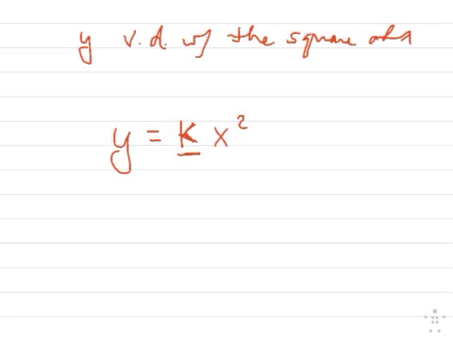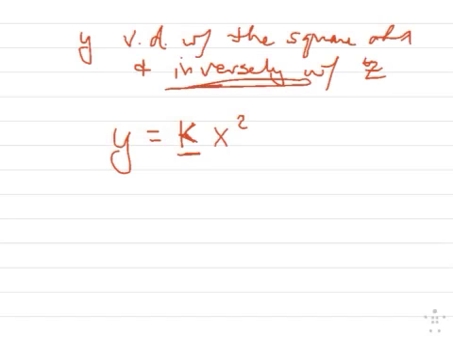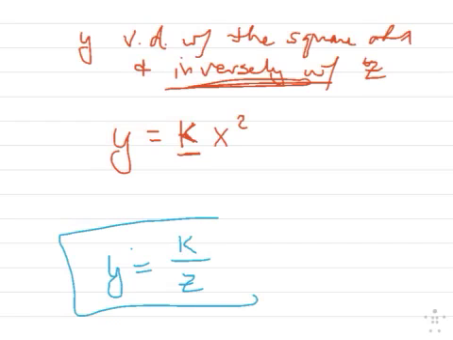Now you'll also sometimes see "and inversely with z," let's say, some other variable. So what does it mean to vary inversely with something? Well, for inverse variation, instead of y equals k times x, y equals k divided by, in this case, z. So this is an inverse variation.